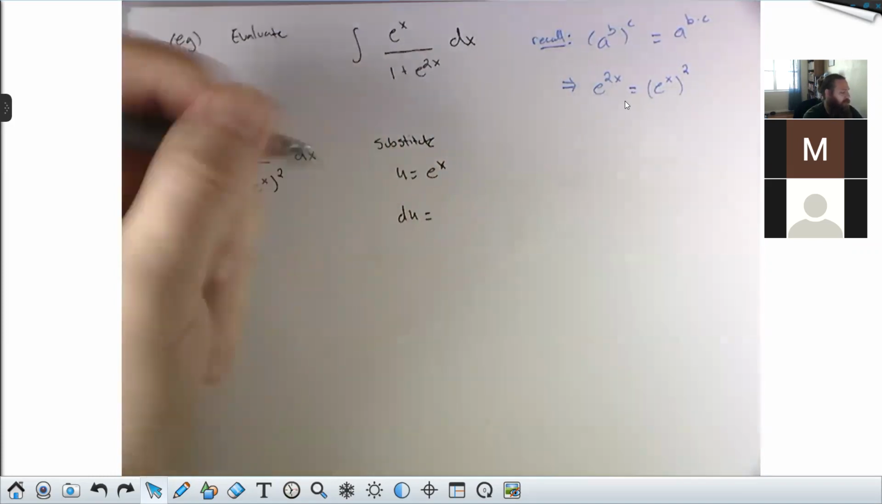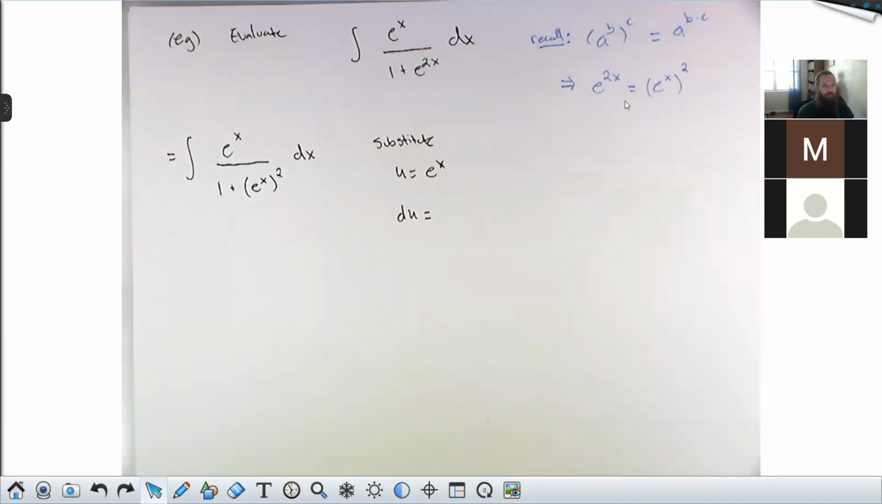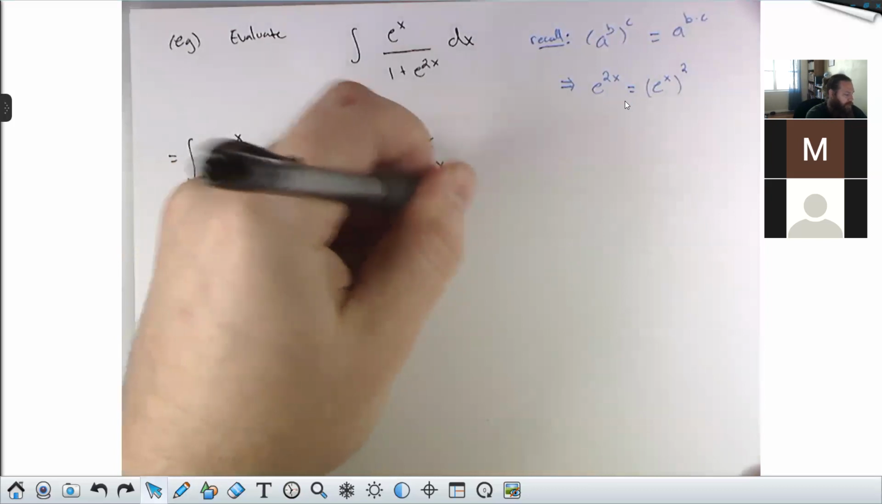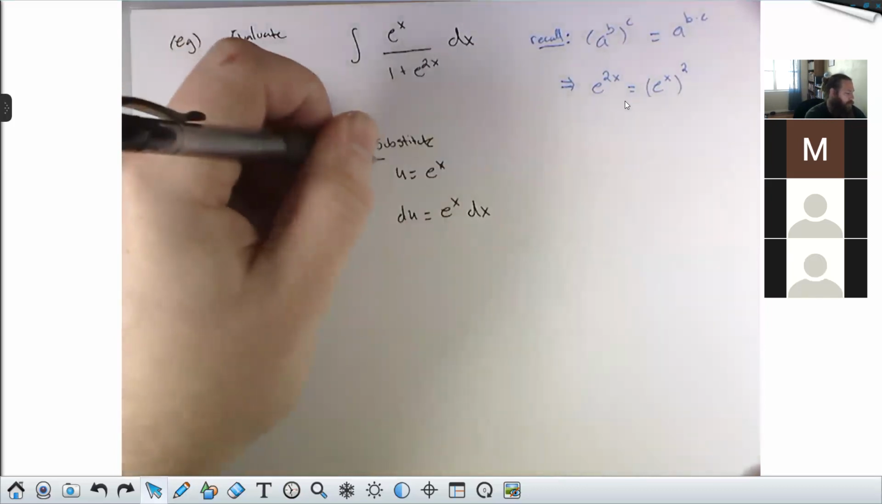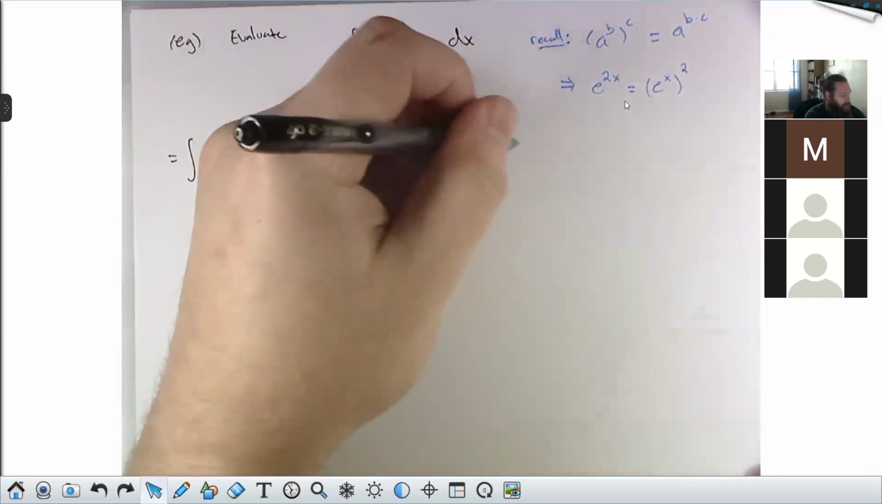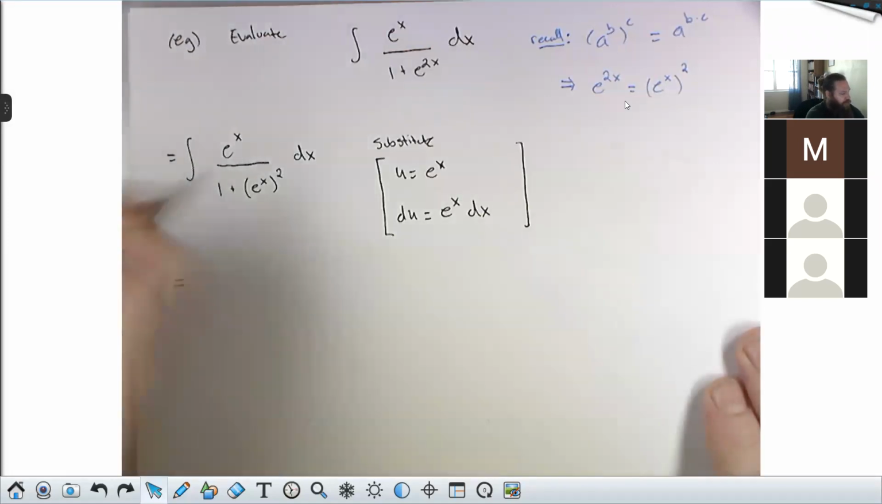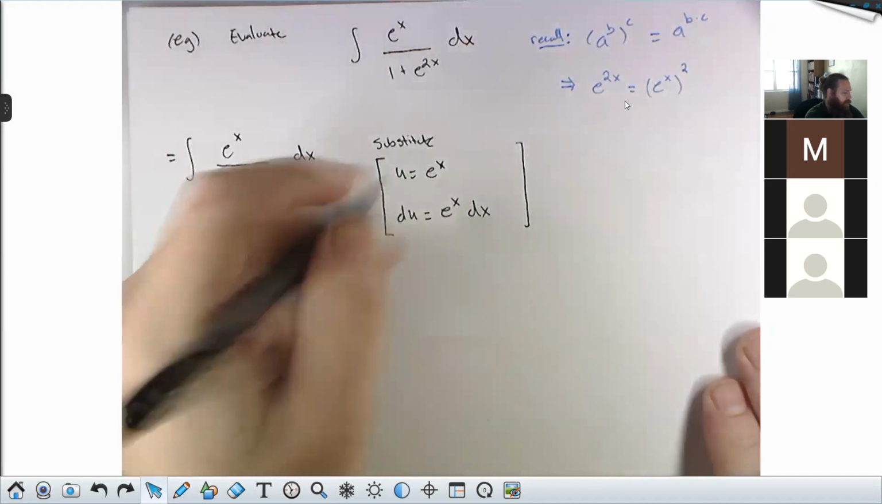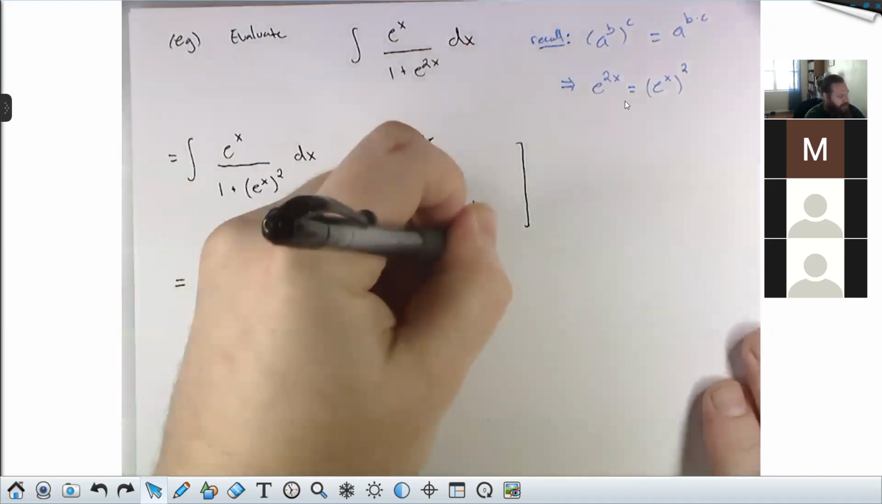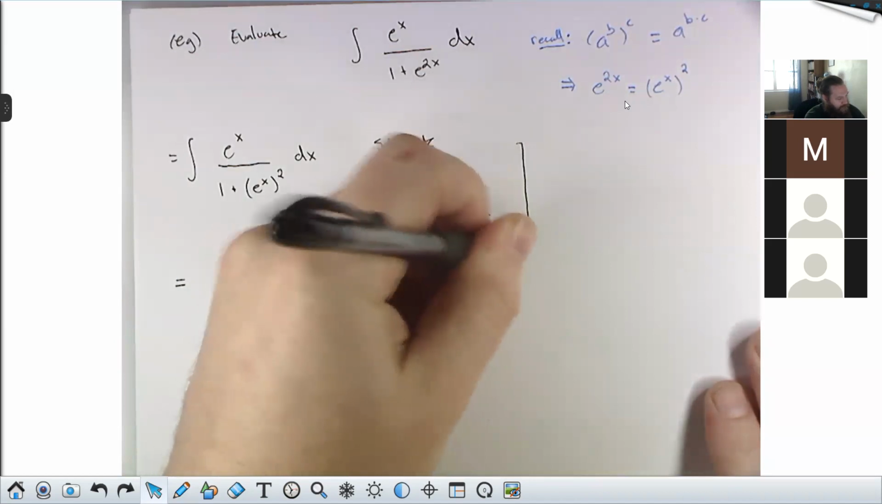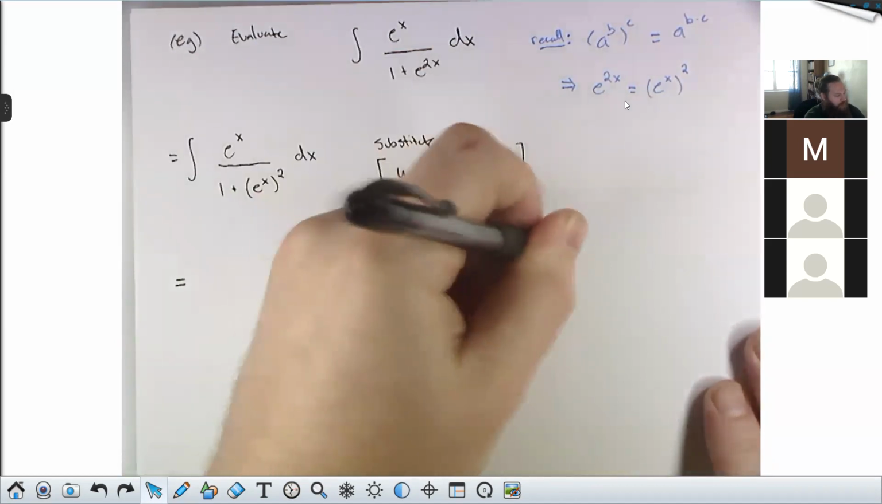If u is equal to e to the x, then what is du? E to the x dx, yeah. And again, we're looking at an indefinite integral, so I'm not worried about bounds. I can solve this for dx. And that would give me 1 over e to the x du is equal to dx.